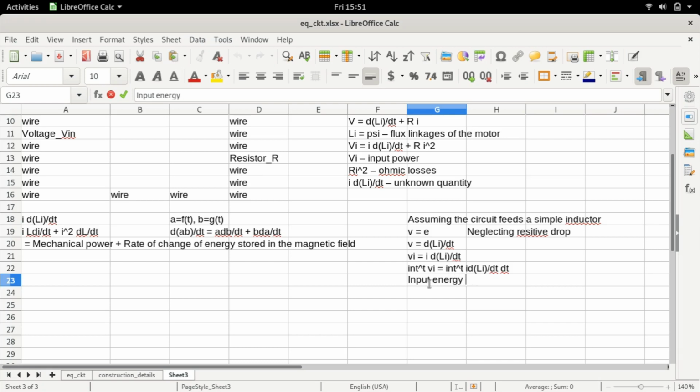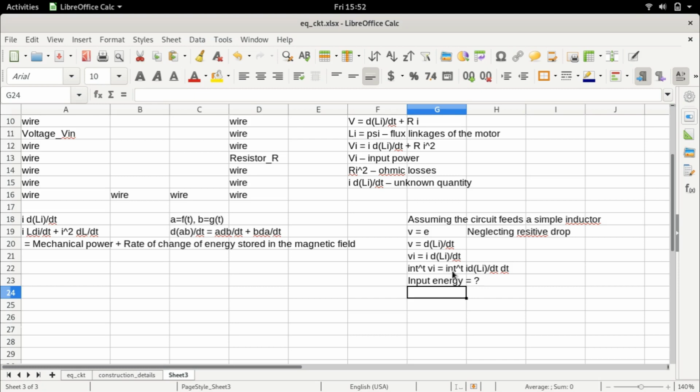And this input energy is equal to something. The question then arises, what is this something? And this something is what we got to figure out now. That is, we got to integrate this entire term, right? We got to integrate this term with respect to time from a time limit of 0 to t.